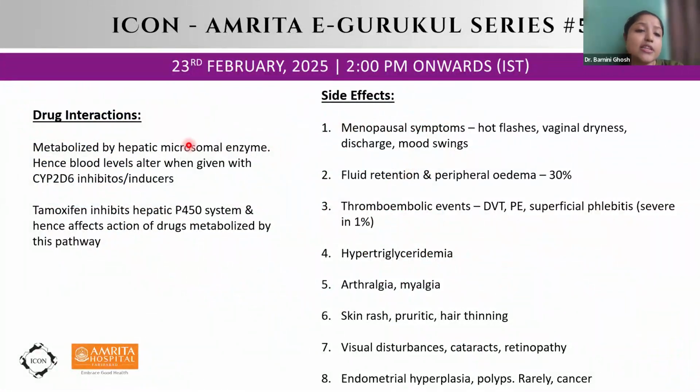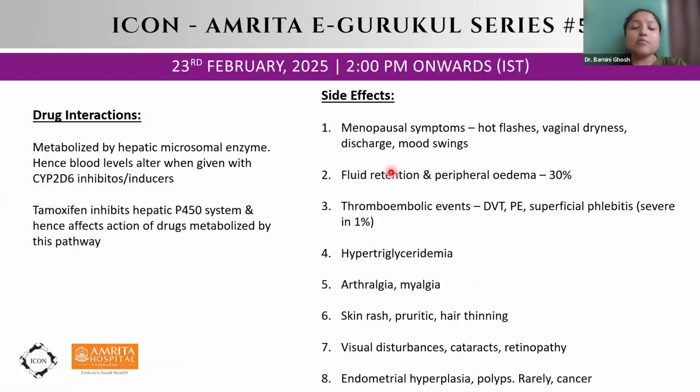Now, coming to the drug interactions, since this drug is metabolized by the hepatic microsomal enzyme system, the blood levels alter when given along with CYP2D6 inhibitors or inducers. Tamoxifen in turn inhibits the hepatic P450 enzyme system and hence affects the action of the drugs metabolized by this pathway. The common side effects of all the hormonal agents, which you have to remember, are the menopausal symptoms. So what are these? Hot flashes, vaginal dryness, and some discharge, mood swings, arthralgia, myalgia, and skin rash, etc. These are common to all the hormonal agents.